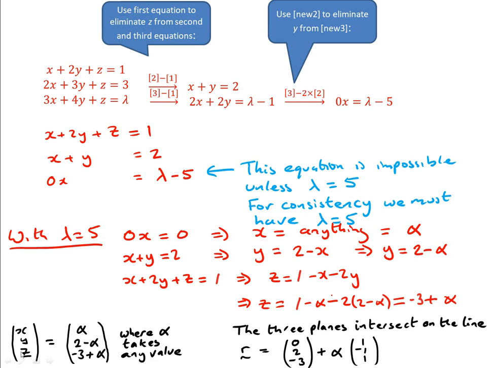Geometrically, this means that the three planes intersect on the line r equals (0, 2, minus 3) plus alpha times (1, minus 1, 1).